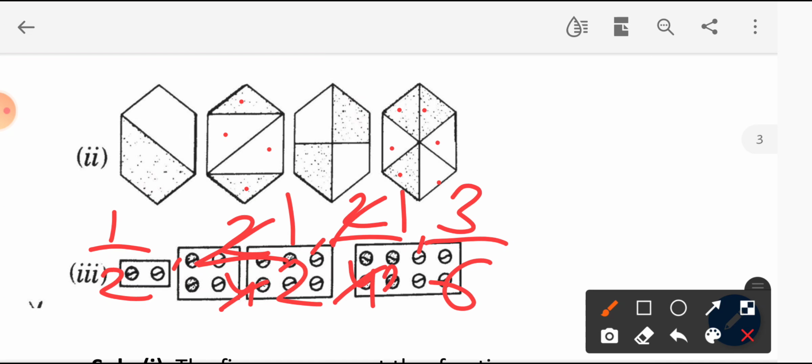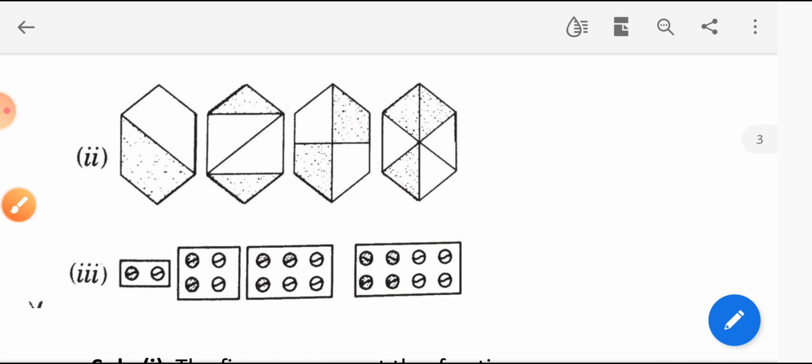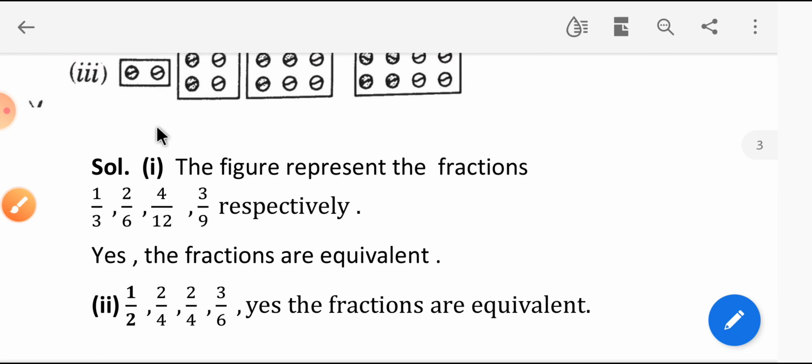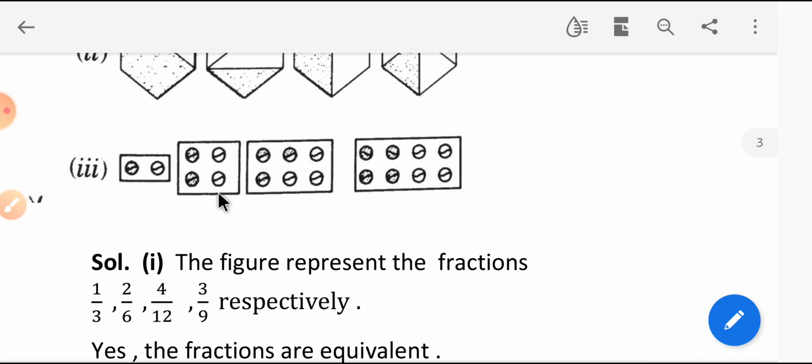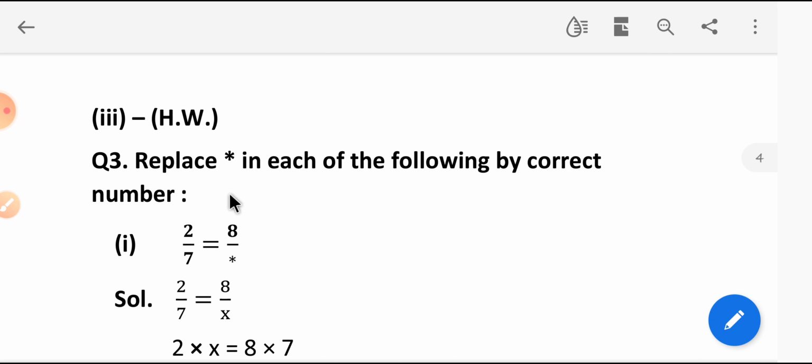2 1s are 2, 2 2s are 4, means 1 by 2. 3 1s are 3, 3 2s are 6. Means all the fractions can be written as 1 by 2. Here all the fractions are equal. So we can say that yes, all the fractions are equivalent fractions. Like this you have to solve the third one and it is your homework. Now let's move to question number 3.